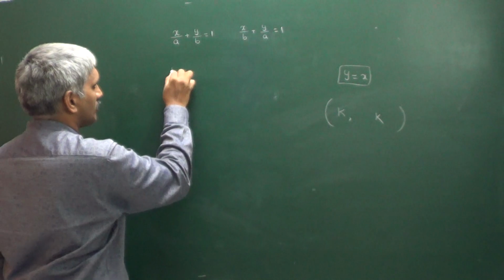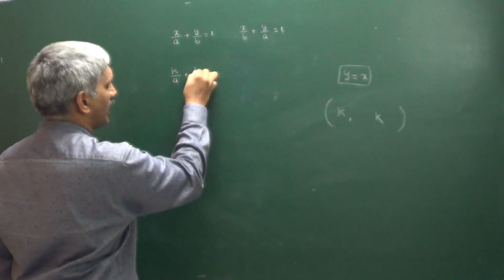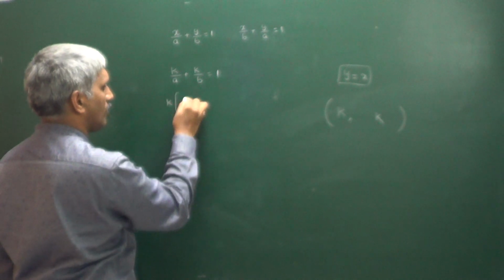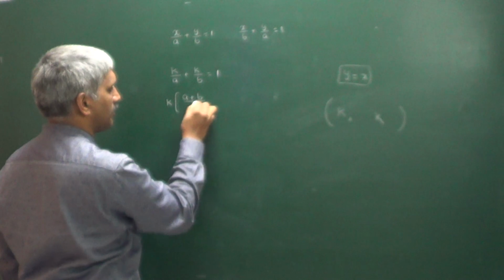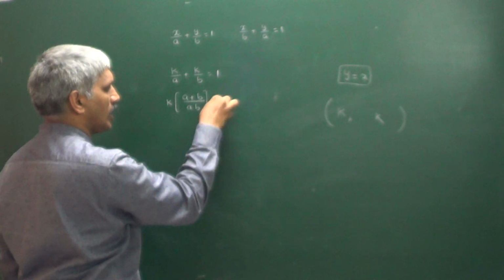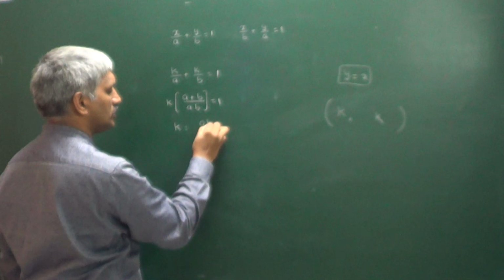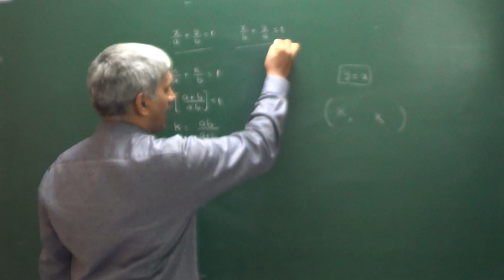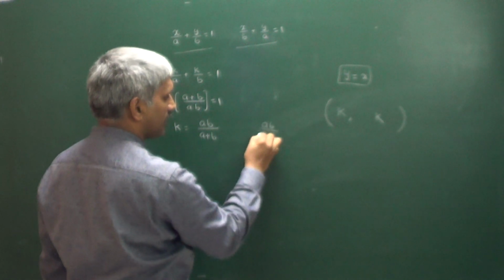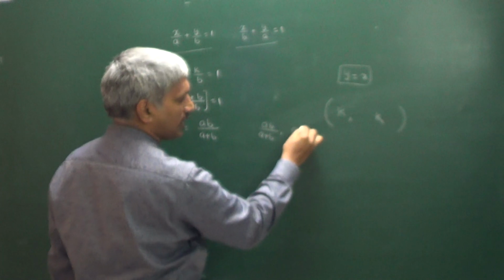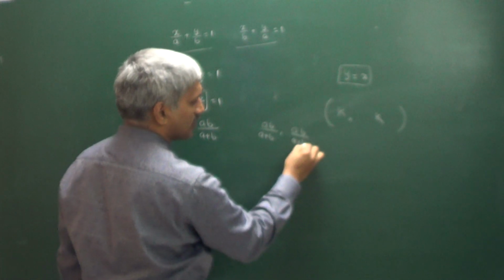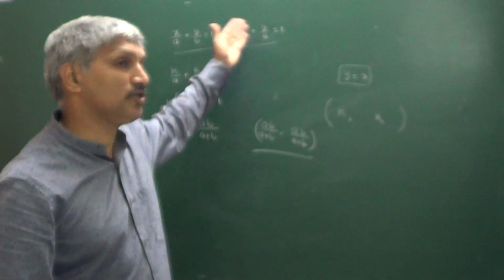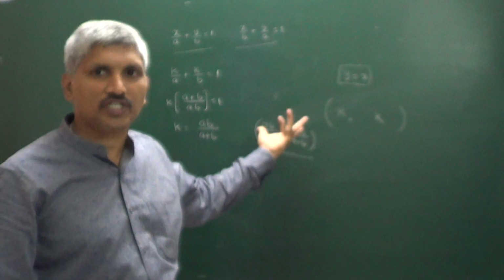That's why substitute here k by a plus k by b is equal to 1. Therefore, taking k common, you will get (a plus b) divided by ab is equal to 1. So we are getting the value of k is equal to ab divided by (a plus b). That's why these two lines' intersection point is (ab divided by (a plus b), ab divided by (a plus b)). This is one technique, right? Normally we can solve these two equations and you will get the same point of intersection.